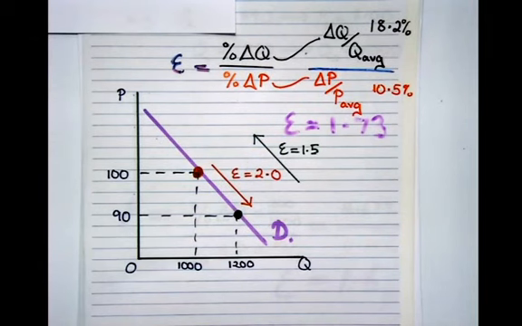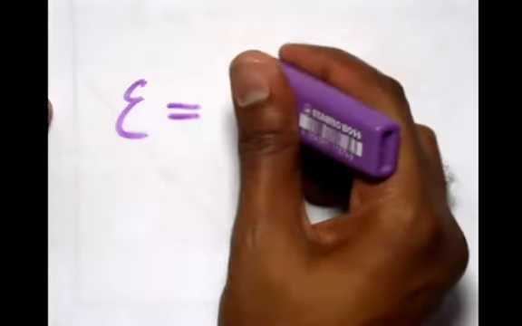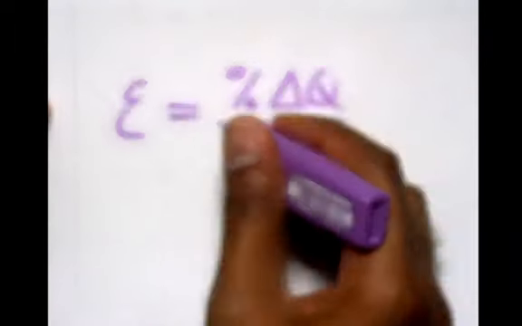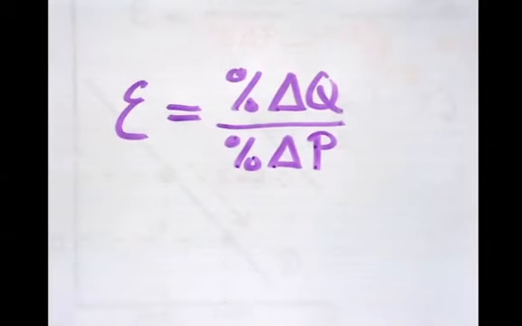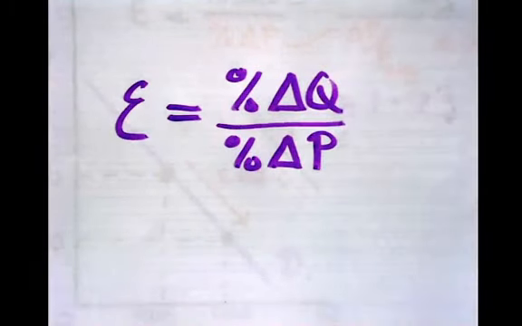Okay? So, if you're thinking, oh my gosh, there's like a million formulas you've shown me already, not really. I've only shown you one, which is percentage change in quantity divided by percentage change in price. And it's not really a formula because all of you know how to calculate percentage changes already. So it's the ratio of two percentage changes.